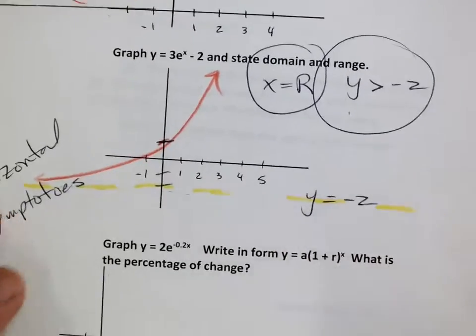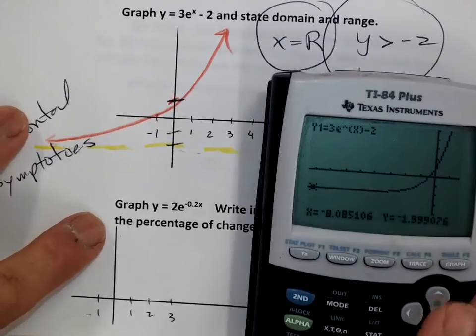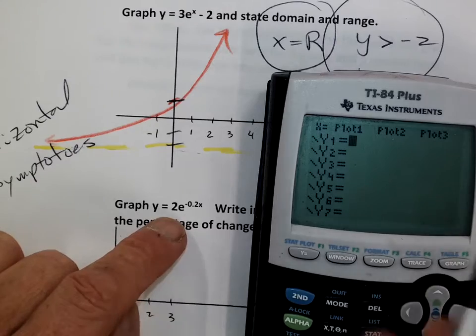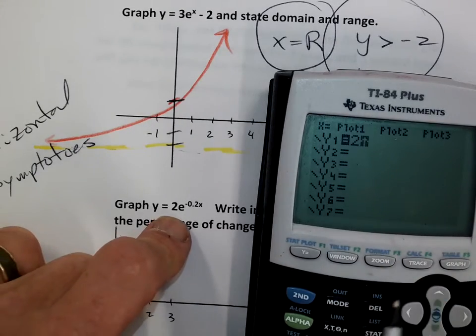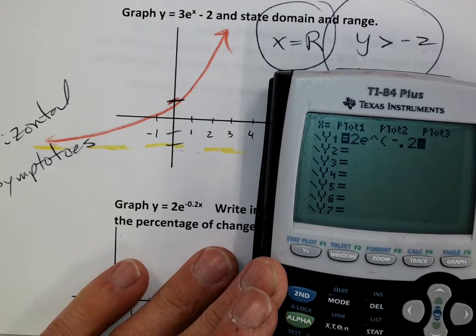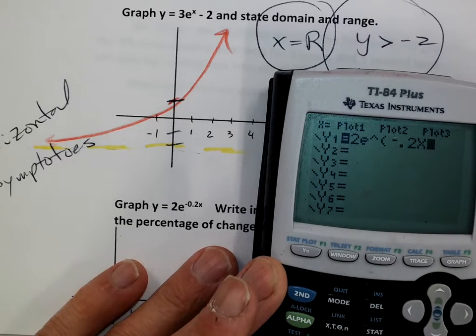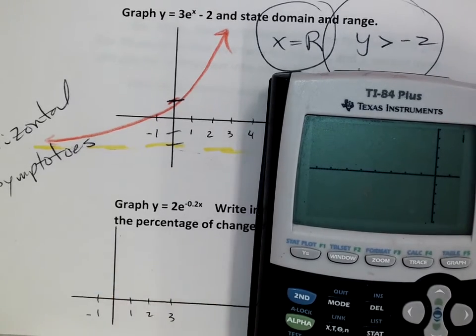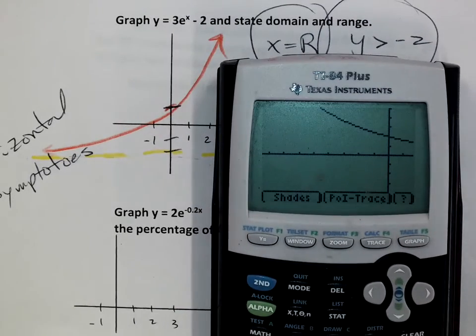Okay, number 2. Let's see, y equals 2. Let's graph that one. So let's clear that. I'm going to go y equals 2 e to the -0.2x, and then I'm going to graph that. Oh, I might need to get my window back the way it was. This one looks like it's decayed. It looks like it's going down, not growth, but decay.